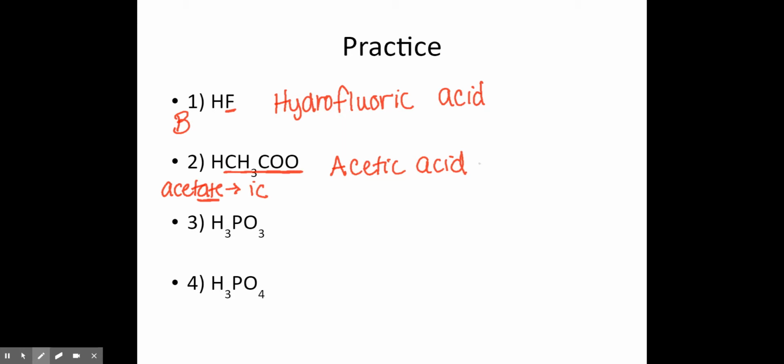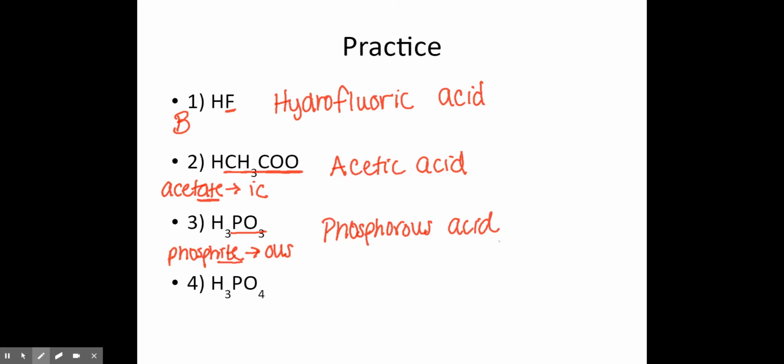Next, we have H3PO4. More than two elements there. So this is another oxyacid. So we look at PO3 and we figure out what polyatomic ion that is. It is phosphite. So the ITE makes our new ending OUS. So this is phosphorus acid. Okay.